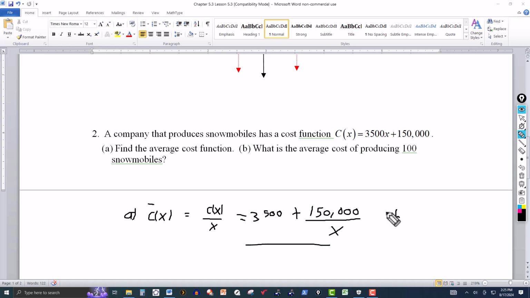And for part B, what is the average cost of producing 100 units? You simply take the average cost function and evaluate it at 100. Plug it in here: 150,000 over 100, add it to 35, that's 1,535. And that's in dollars.